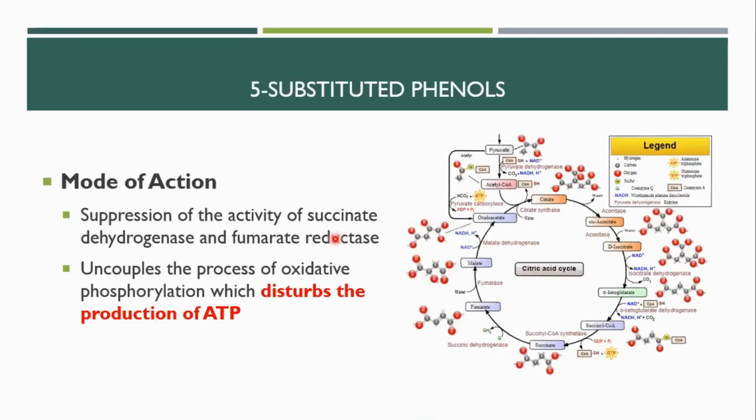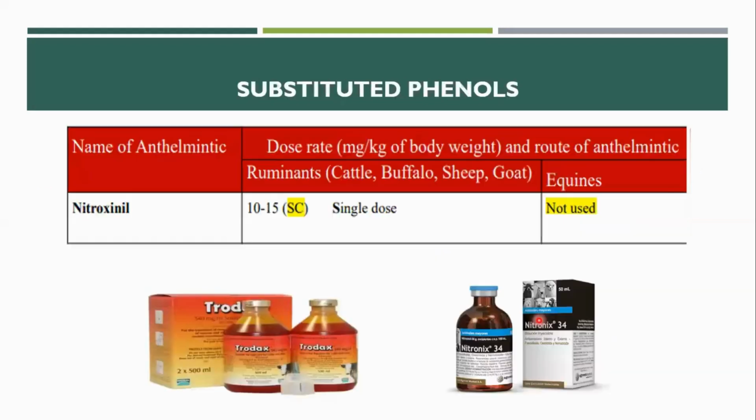Then comes the fifth group, substituted phenols. The mechanism of action for this group is very simple. This group basically inhibits two enzymes in the Krebs cycle. One is succinate dehydrogenase and the second one is fumarate reductase. When these two enzymes are inhibited, the parasite will not be able to generate ATP through oxidative phosphorylation and will suffer death because of ATP depletion. So this is how they cause death of the parasites. The common example is nitroxynil, which is a very effective anthelmintic for the liver flukes in cattle, and the dose rate is 10 to 15 milligram per kg, but through the subcutaneous route.